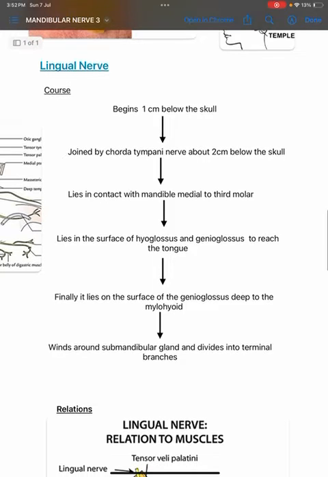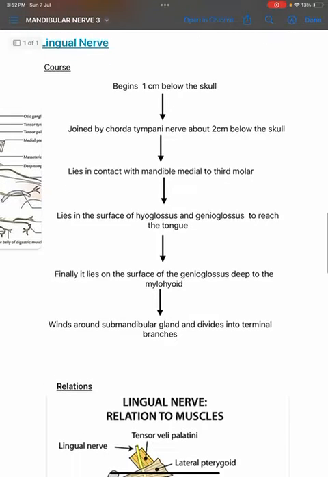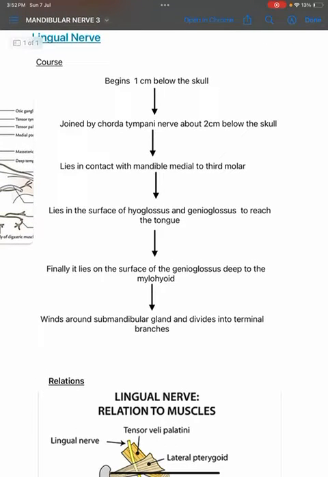So the lingual nerve is a branch of the posterior trunk of the mandibular nerve, and about its course, it begins 1 centimeter below the skull, and later it is joined by the chorda tympani. It's a branch of the facial nerve about 2 centimeter below the skull, and mainly they have to go and supply the tongue. So first it lies in contact with the mandible, near the third molar, then lies on the surface of hyoglossus and genioglossus to reach the tongue. Finally, it lies on the surface of the genioglossus deep to the mylohyoid and winds around the submandibular gland and divides into terminal branches. This we have to study.